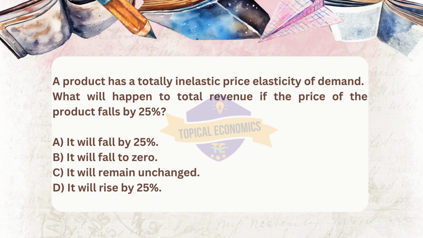Total revenue is equal to price multiplied by quantity demanded. Since the quantity demanded does not change due to inelastic demand, if the price falls by 25%, total revenue will decrease because the lower price will result in lower total revenue despite selling the same quantity. Thus, total revenue will fall because the product is totally inelastic, and the revenue lost from the price drop will not be compensated by any increase in quantity sold, which does not change. Therefore, the correct answer to this question is option A. It will fall by 25%.